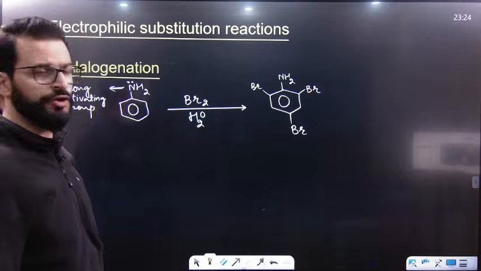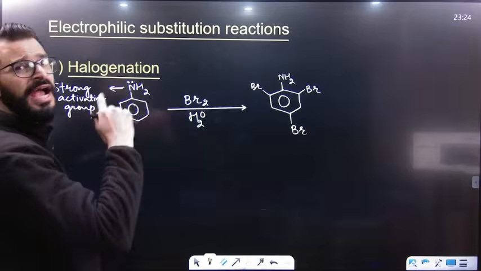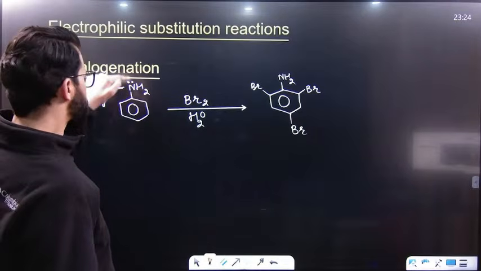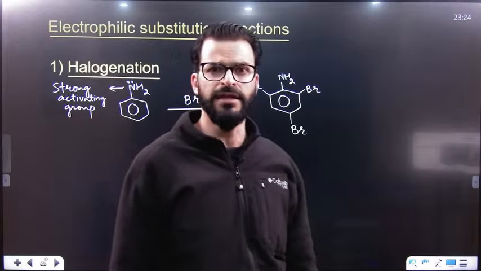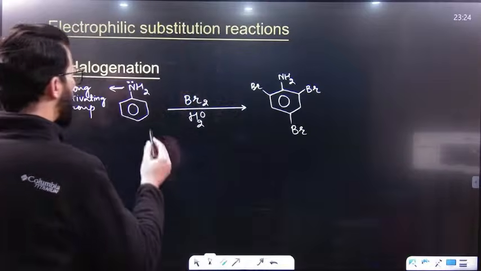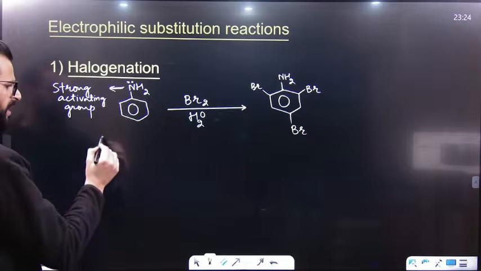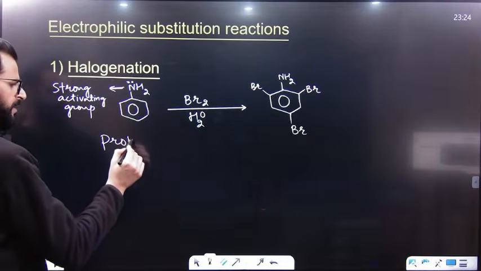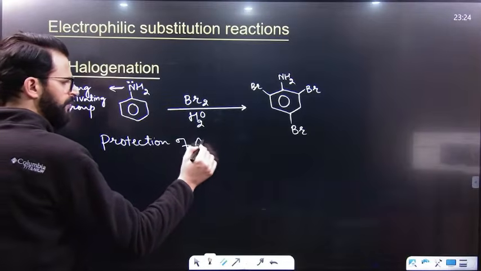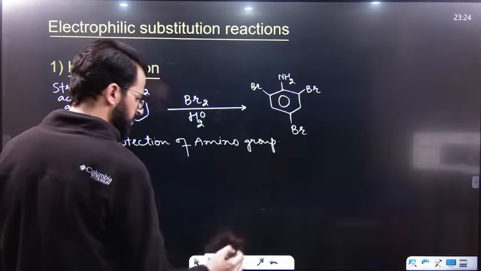It donates electrons strongly. Now, if we want to decrease its activating character, then our ortho and para monosubstituted products can be obtained. How can we decrease its donating power? That is by protection of the amino group. How this protection is done, have a look.